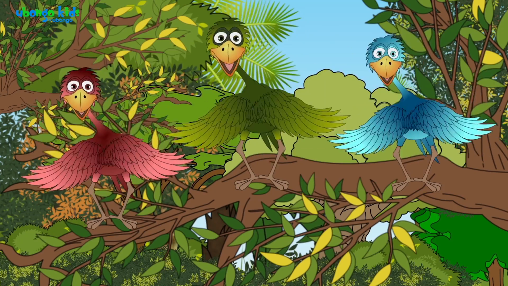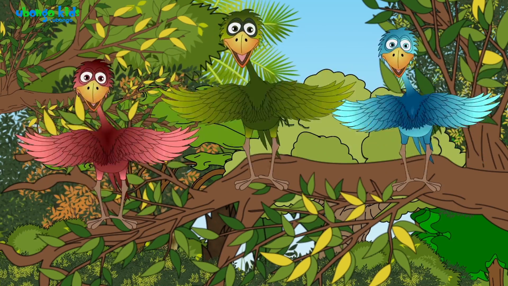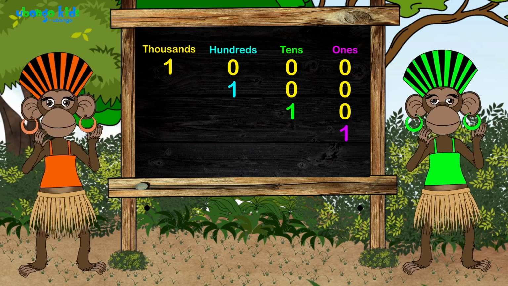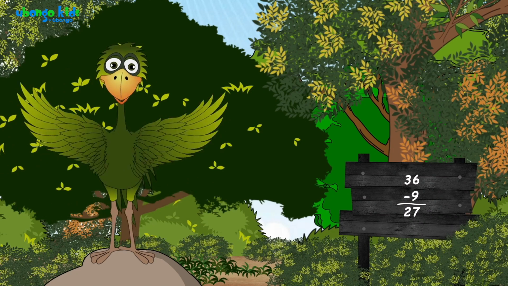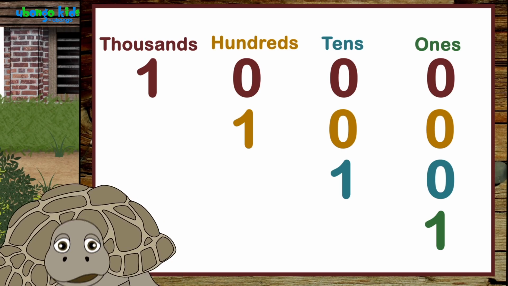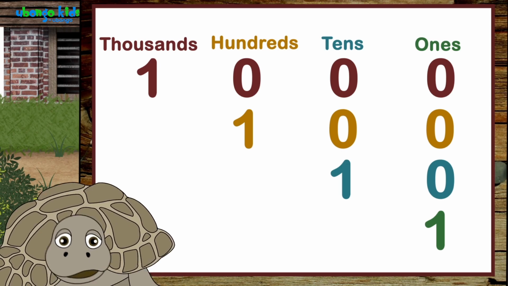When you subtract big numbers, you can borrow. Place values, ones and tens, hundreds and thousands.